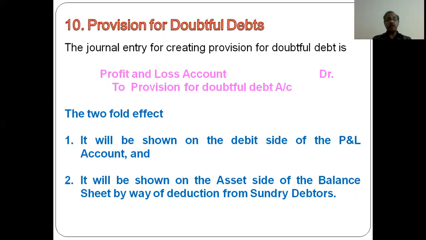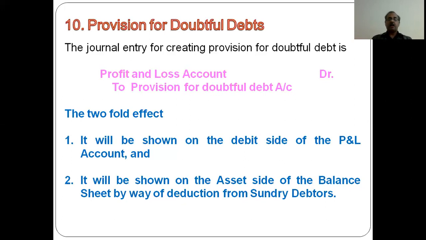Debt is divided into three types. First, good debt, which means we are 100% sure that we are in a position to recover. Second, bad debt, which means we are 100% sure that we are unable to collect it, or the debt is already irrecoverable. In between these two, there is one type of debt called doubtful: 50% chance of recovery and 50% chance of it being irrecoverable. So 50-50. Such debts are called doubtful.